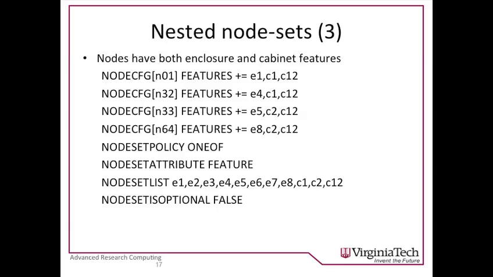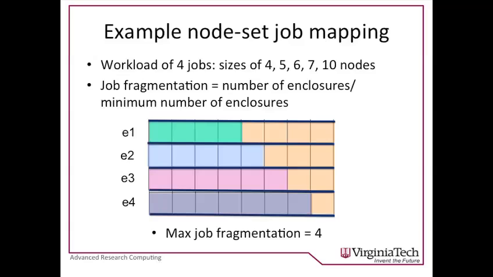But what if the job doesn't fit within an enclosure? Then you have C1, which is put it in the first cabinet. Then we have C2, which is put it in the second cabinet. And then we have C1,2, put it anywhere in this cluster. So let me give an example with this node set definition.